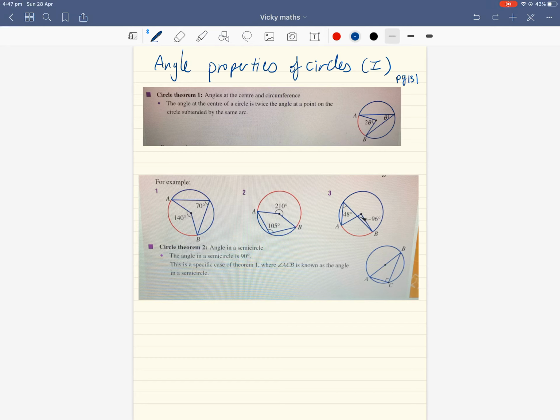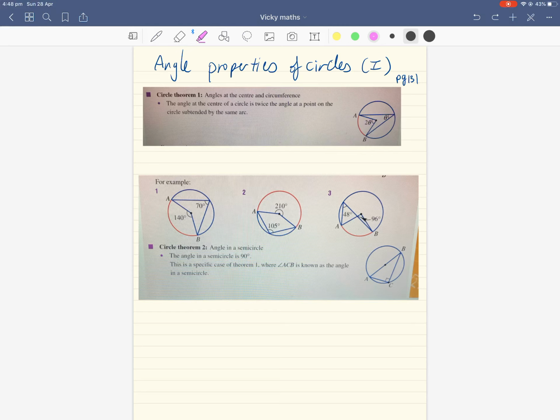So circle theorem 1, which is what I call the compass, because it looks like a compass. What it says is angles at the center and circumference. So that's the angle at the circumference and the angle at the center, and there's a rule connecting them. The angle at the center of a circle, this one here, is twice the angle at the circumference there. So the tip of your compass is half of what that bottom part of your compass is, or vice versa.